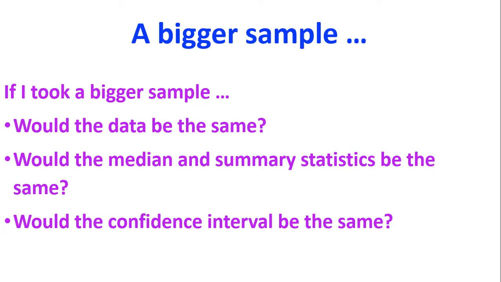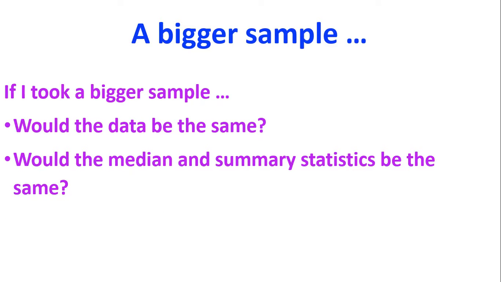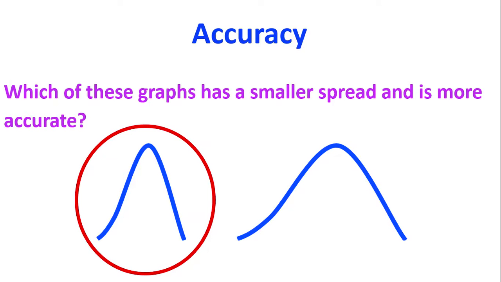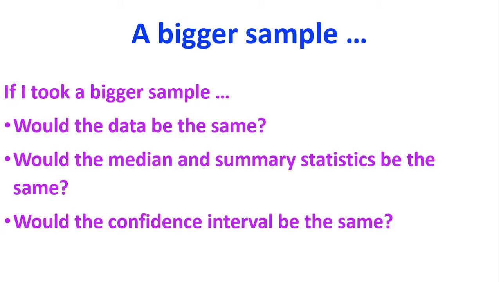So let's think about our confidence interval. If I've got more information, if I know more about something, I can be more accurate. If I'm more accurate, let's go back to this graph there, if we're more accurate, the spread of the data is getting smaller. So our confidence interval is likely to become smaller. The width of that confidence interval is likely to get smaller because we've got more information and we're more accurate.